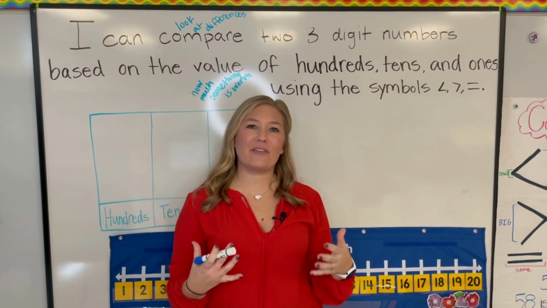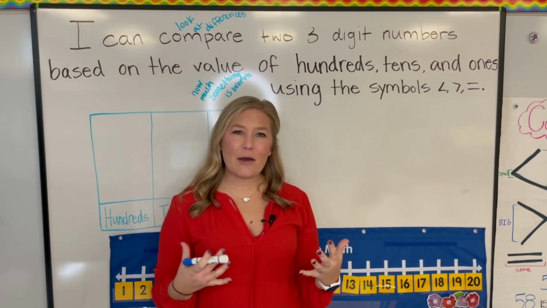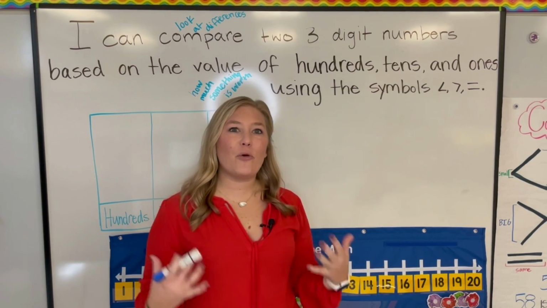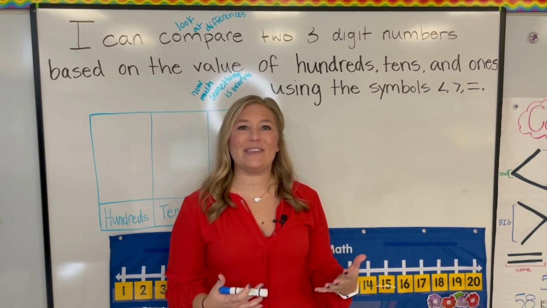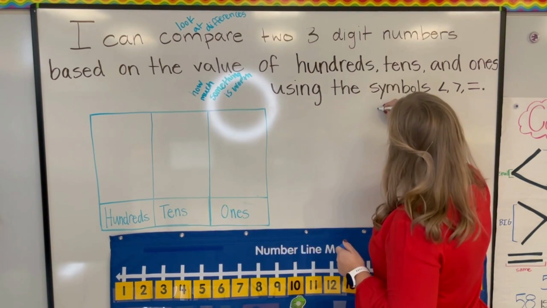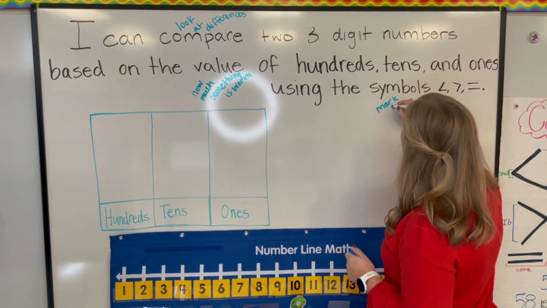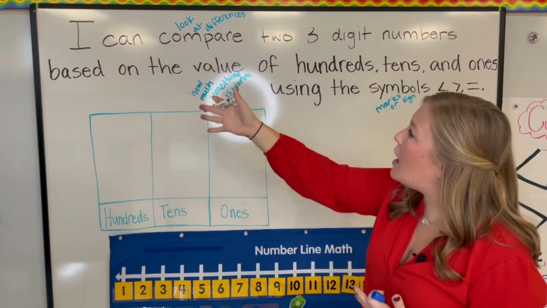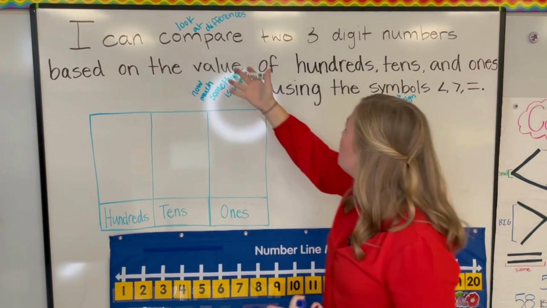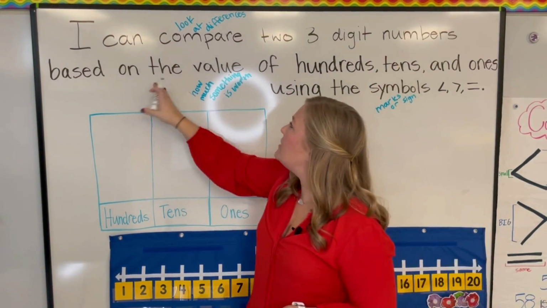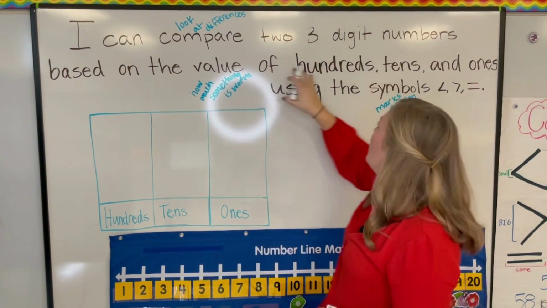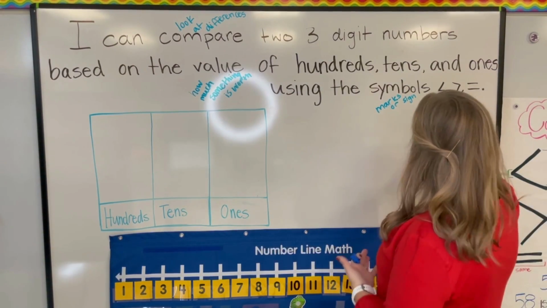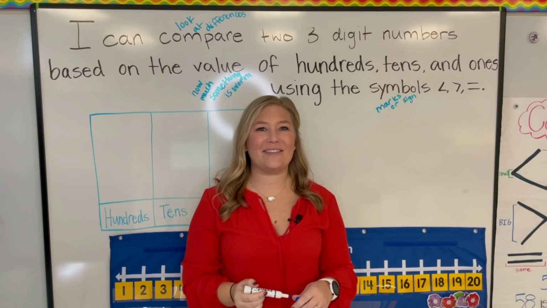Then we also have our word symbols. We're going to be using those greater than, less than, and equal to symbols today. But what does that word mean? Well, a symbol is a mark or a sign that helps us represent a relationship between something. So I'm just going to write those words mark or sign. And when I think I can look at the difference or compare two three-digit numbers based on the value or the worth of the hundreds, tens, and ones using symbols, marks, or signs greater than, less than, and equal to. Makes it sound a little bit easier, doesn't it?